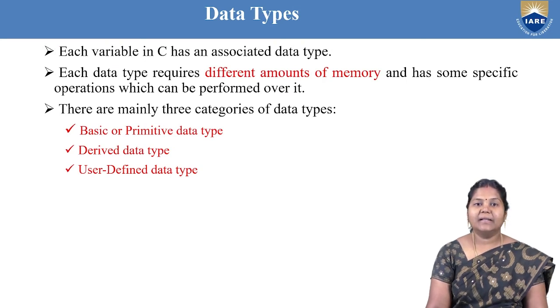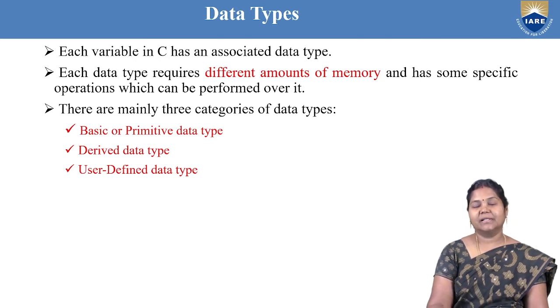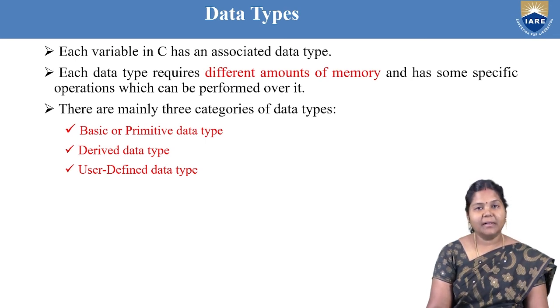Next, coming to the data types. Each variable in C language has an associated data type. The data type tells about the memory requirement and the type of data that can be stored in that variable. So, there are basically three categories of data types in C language. One is called the basic or fundamental or primitive data types. The second category is called the derived data types, and the third category is called the user-defined data types. First, let us understand the fundamental, basic, or primitive data types.